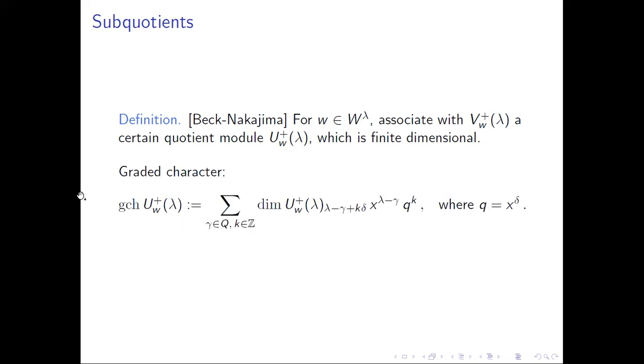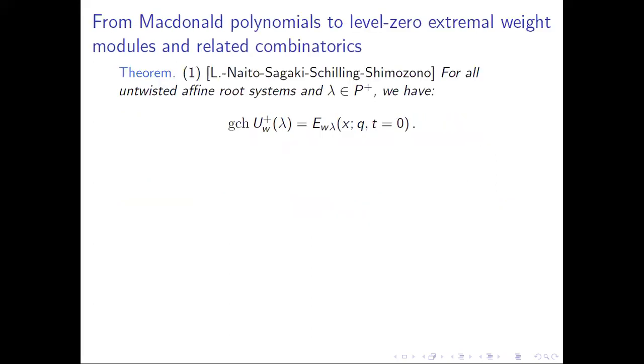And then there is a graded character, which you obtain in the usual way by recording the dimensions of the various weight spaces. And you introduce a variable q, and the q is just x to the delta. So it's a q character. It's a graded character. So then you have a connection between representation theory and specialized Macdonald polynomials.